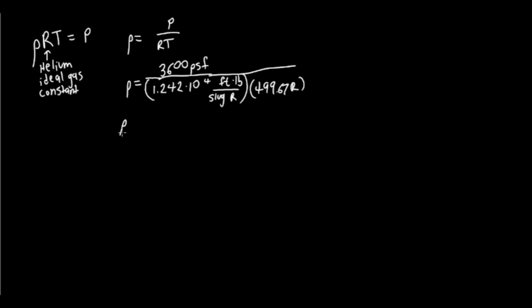And when we evaluate that, rho is equal to 5.80 times 10 to the negative 4 slugs per feet cubed.